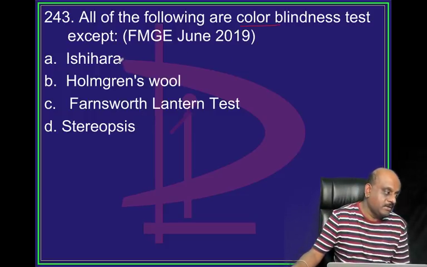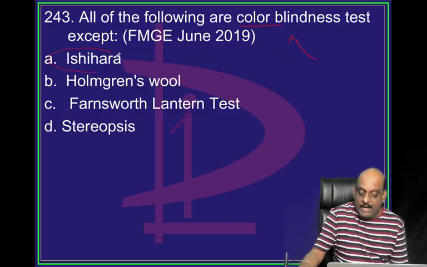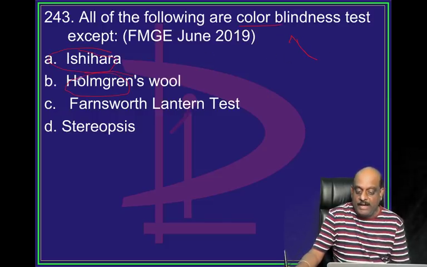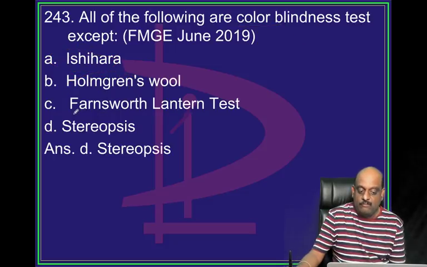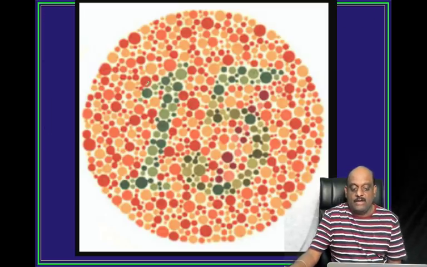Colorblindness. Colorblindness test. Which one? Ishihara, Holmgren's wool, Farnsworth lantern, they are all examples of color tests. What is this called, doctor?